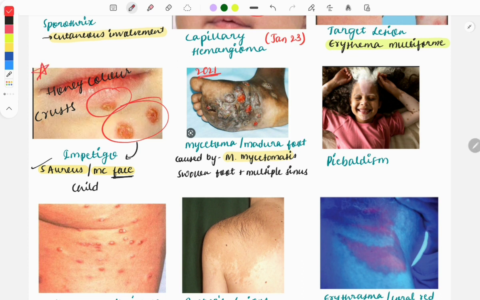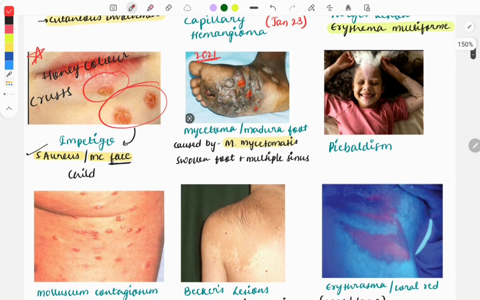Then the next question, this mycetoma or the Madura foot. This image was asked in the 2021 exam. So this image can be asked in relation with micro also. So let's see its causative organism. It is caused by mycetomatis, and you can appreciate that the foot is swollen and there are multiple sinuses and there is redness and there will be discharge coming from these sinuses. And if the same condition is caused by bacteria, then it will be called actinomycetoma. Okay, a very important image.